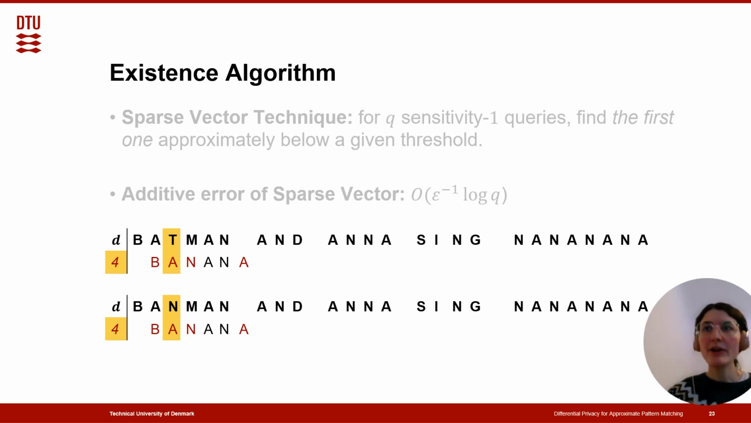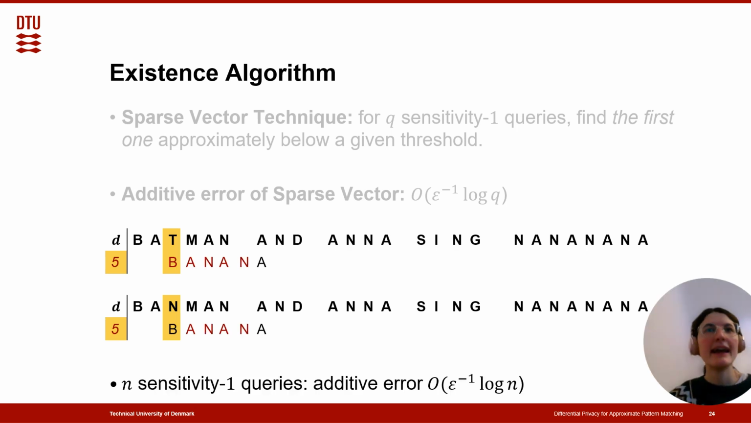So again, one query is computing the distance between the pattern P and one substring of S, and we slide the substrings of S that we consider from left to right. And since we ask at most n such sensitivity 1 queries, the additive error will be at most epsilon to the minus 1 times log n.